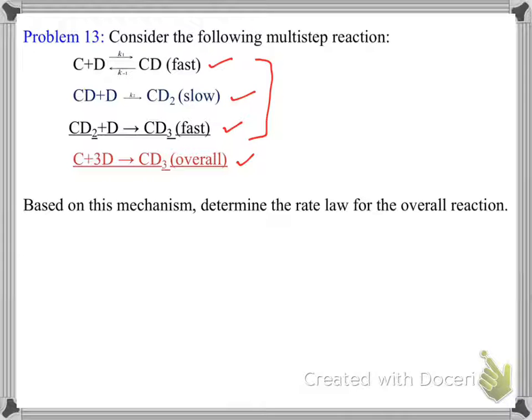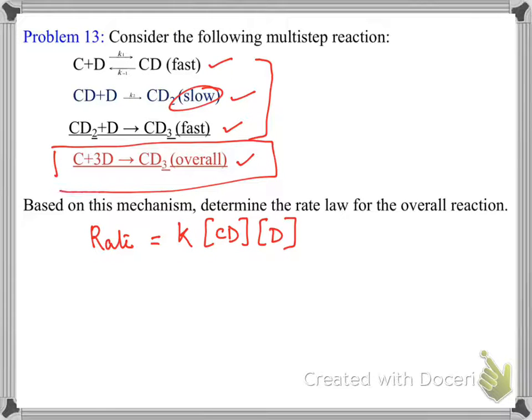So the rate determining step is your slow step, which is this one. So rate will be k times [CD] times [D]. Now this is my overall reaction, and in this overall reaction CD is not even there, so that means I have to get rid of CD. And how will I get rid of CD? First I can use this reaction.